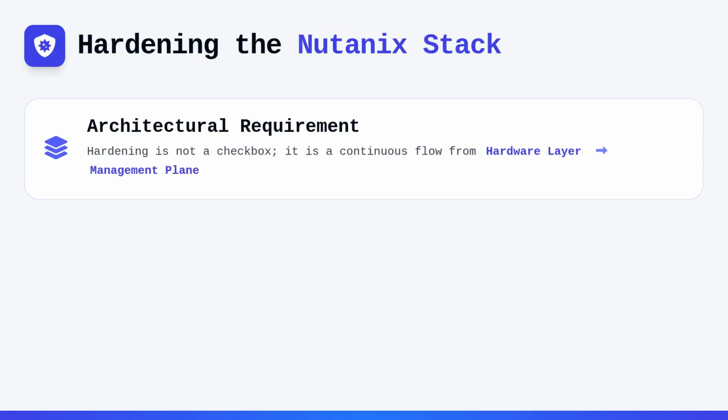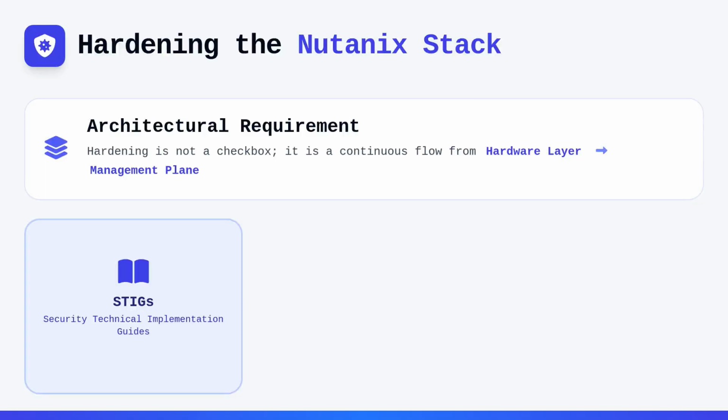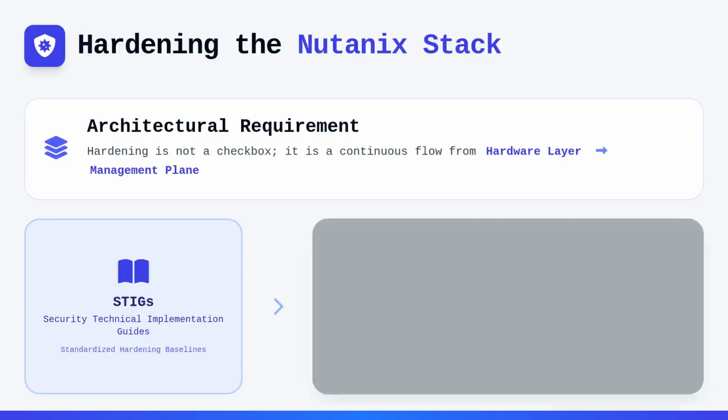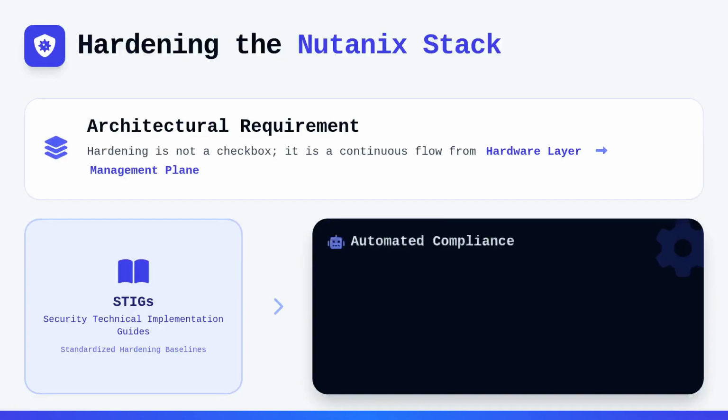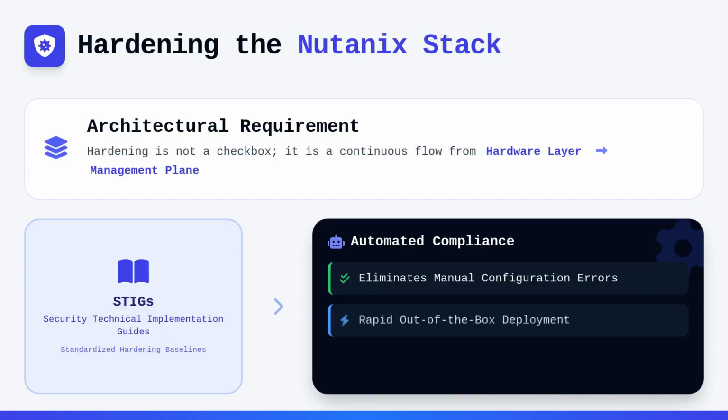We begin by looking at security technical implementation guides, commonly referred to as STIGs, which provide standardized hardening baselines. Nutanix simplifies this process by offering automated STIG compliance, which eliminates the manual, error-prone configuration of individual operating system parameters. When you enable STIG compliance, the system systematically applies hardened settings to the controller virtual machine and AHV host components. This ensures that your infrastructure adheres to strict security standards right out of the box, fulfilling the rigorous compliance needs of modern enterprise environments.